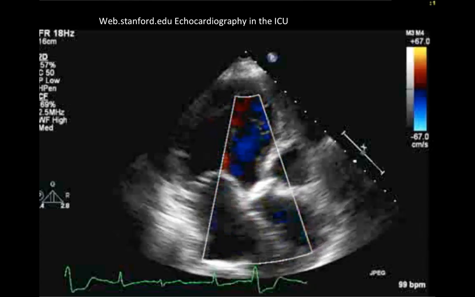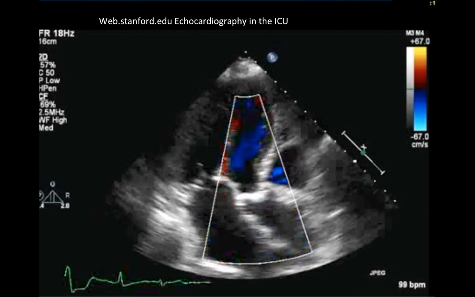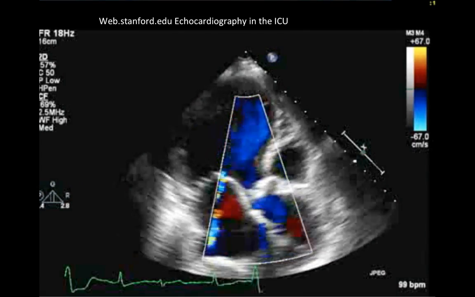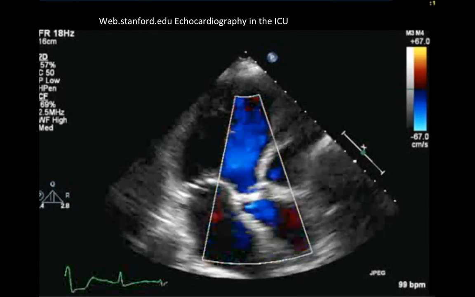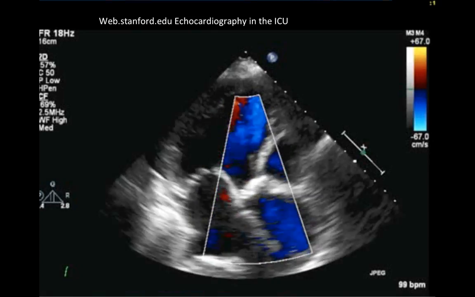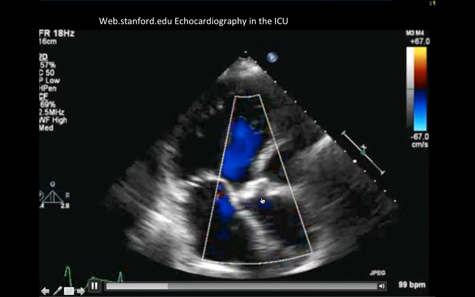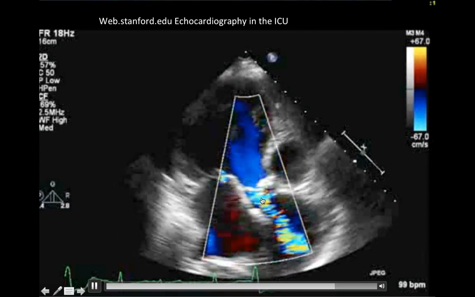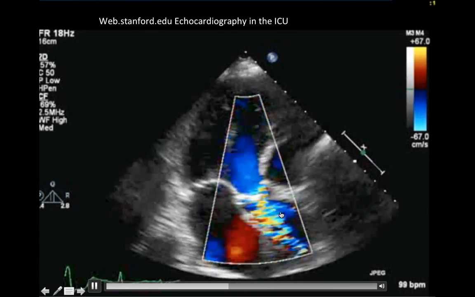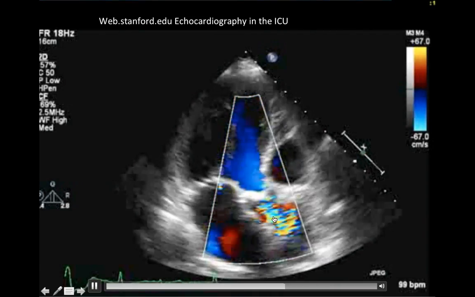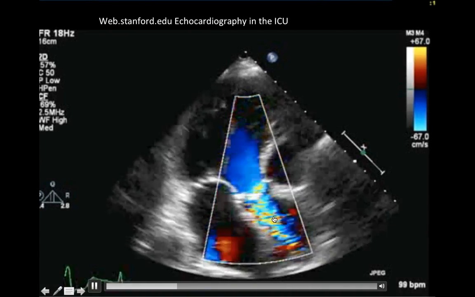This is an apical 3-chamber view with color flow over the aortic valve, again demonstrating appropriate blue moving away from the probe during ventricular systole through the outflow tract and through the aortic valve. Blue going through. But you again can see a jet moving through the aortic valve instead of a smooth, broad flow. You see a narrow jet. This again is aortic stenosis.